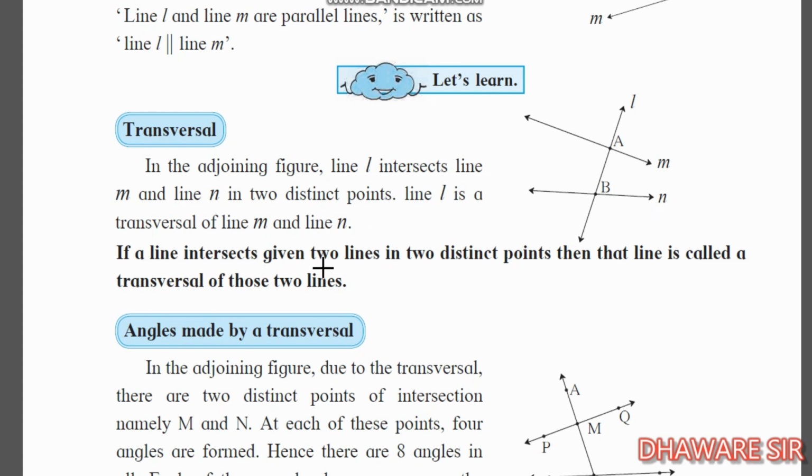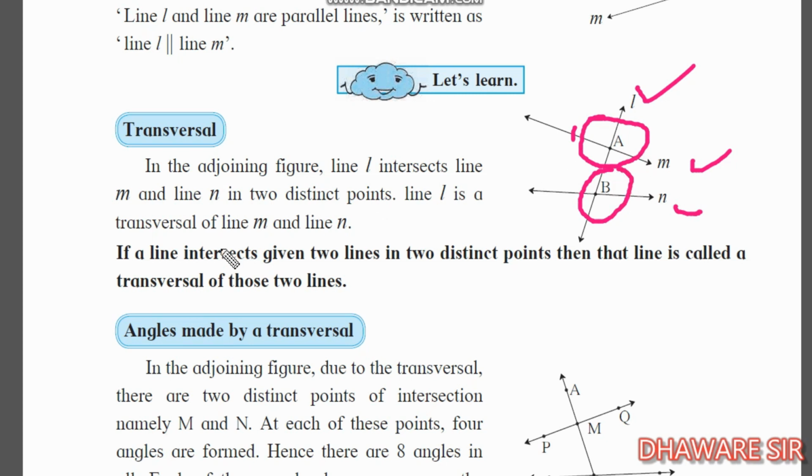So if one line intersects two given lines in two distinct points, then that line is called the transversal of these two lines. So here L is the transversal. L is a transversal. What is L doing? L is intersecting line M, and L is also intersecting line N in two different points. A is the first point where it intersects and B is the second point where it also intersects.